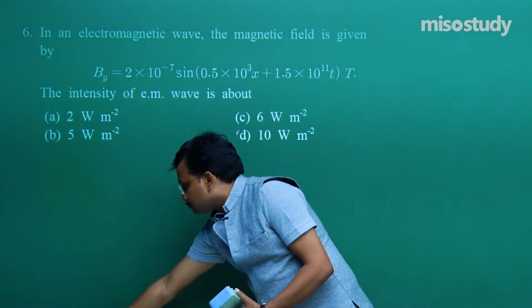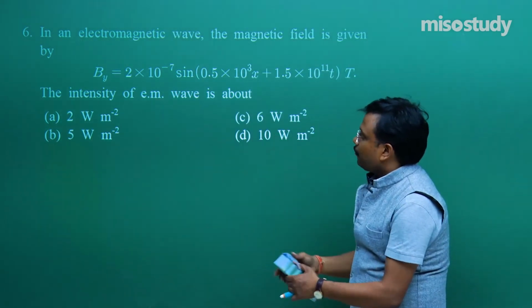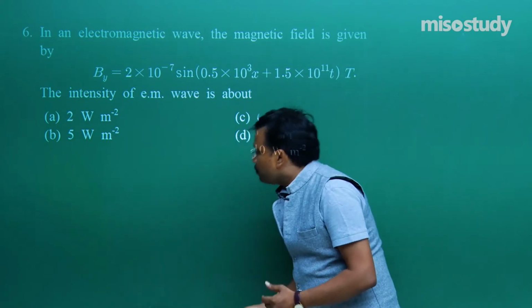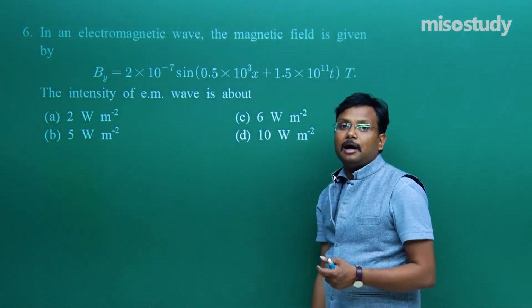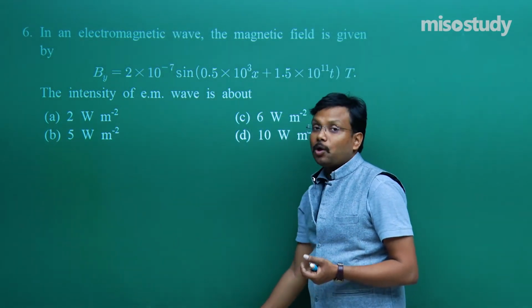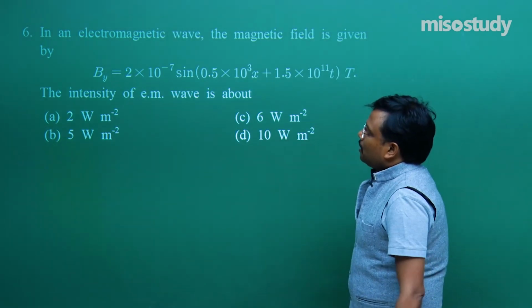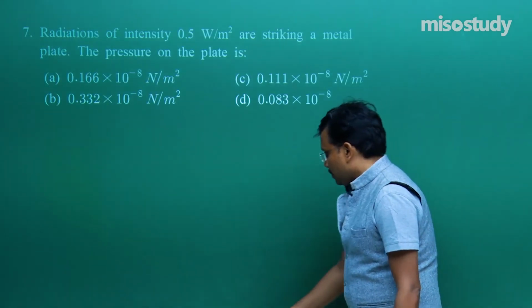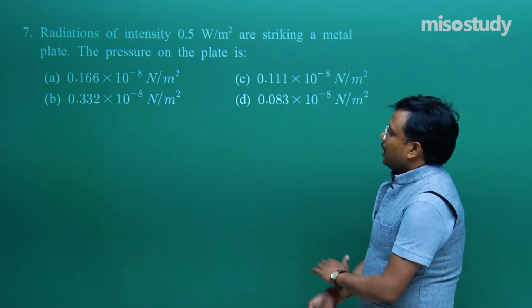So that's why let's do some practice. The main emphasis of these questions that we are providing in Misostudy to you is not just merely numbers. We are focusing on quality, not quantity. Here is your 7th question.